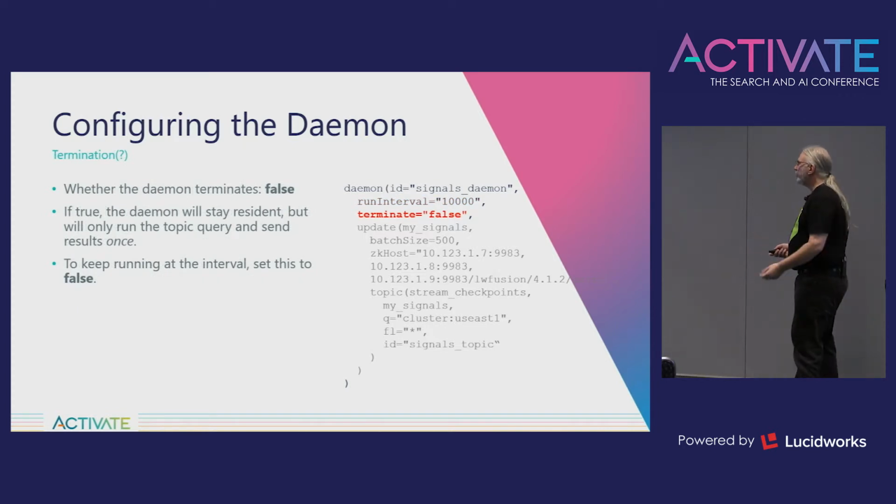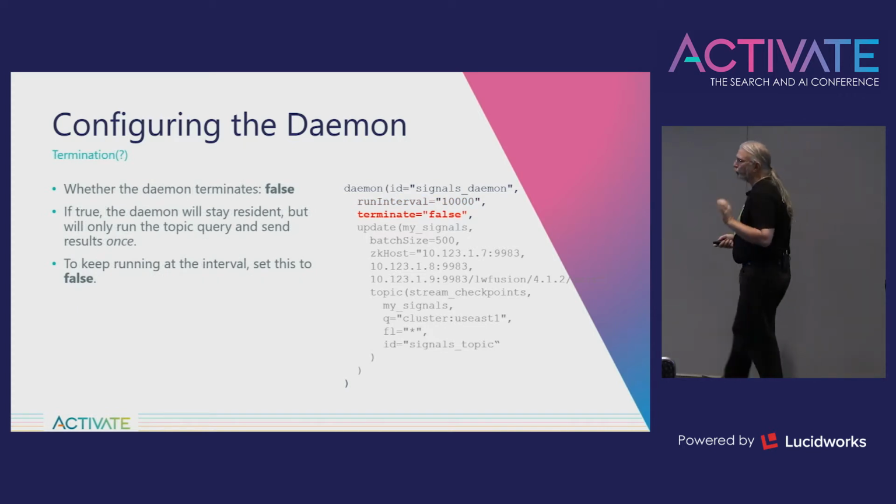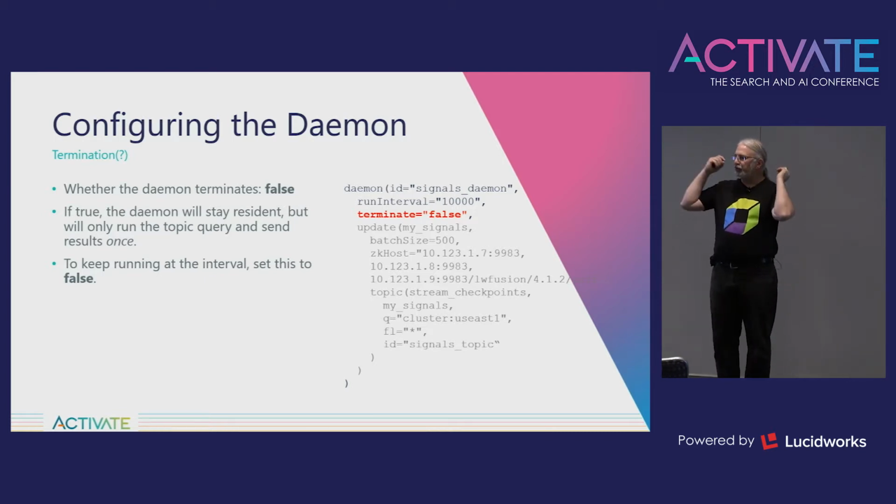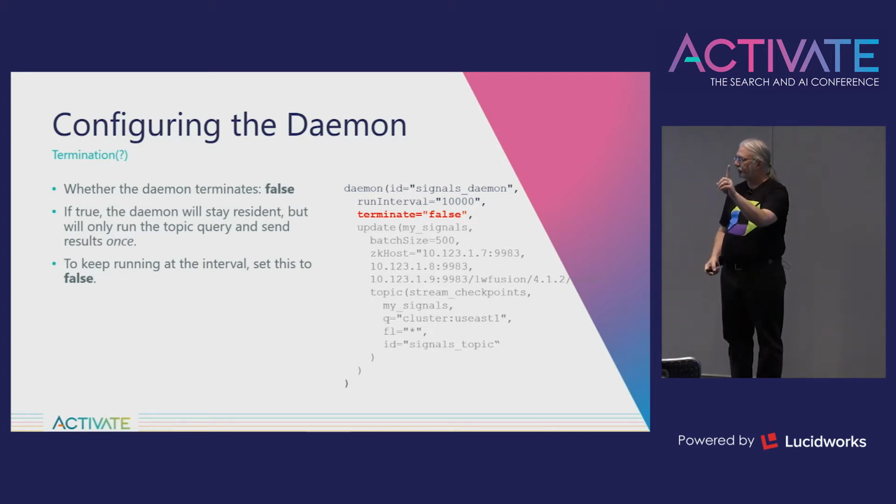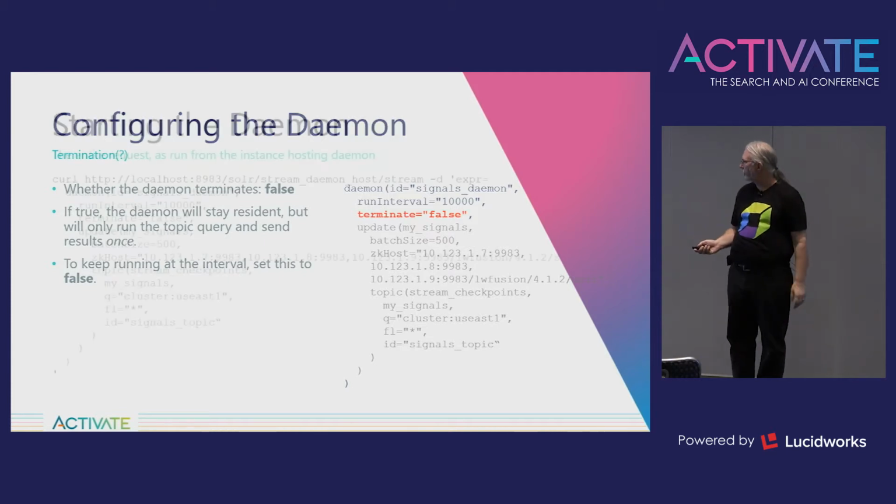Terminate. If you set terminate to true, the daemon will load, it'll stay in memory, and it'll run once. Not very useful. If you set it to false, it'll continue to re-execute at the interval that you set by the run interval. So for the purposes of this demonstration, always, always, always set terminate to false.